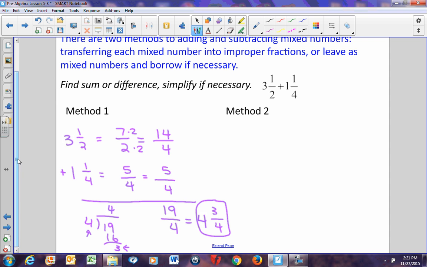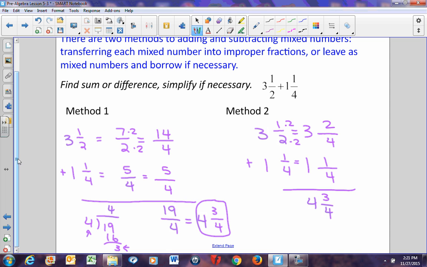Method number 2 says we can keep our mixed numbers. So I would have 3 1/2, and I'm going to add to that 1 1/4. Common denominator would still be 4, so I'm going to keep my 3, I'm going to keep my 1, make my common denominator 4. So here I have 1 1/4, 2 times 2 is 4, still, 2 times 1 is 2, and then I would just add like normal. 3 plus 1 is 4, 2 plus 1 is 3, and I get 4 3/4. You get the same answer regardless of which way you do it.